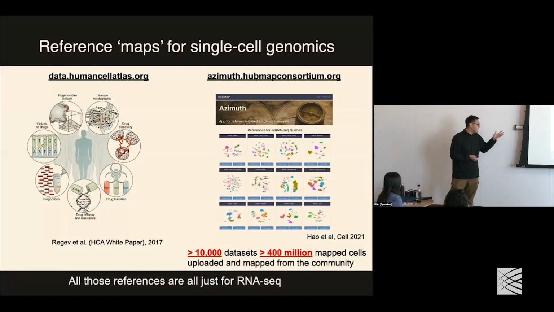And you can see there are over 10,000 data sets, over 400 million cells mapped to that app. It's good, but the problem is that this is all just for the RNA-seq, right? If you have your own ATAC-seq or histone modification at a single cell level, you cannot use this reference at all. That means we have to build a new series of those references again and again when we have a new modality. It's just literally impossible.